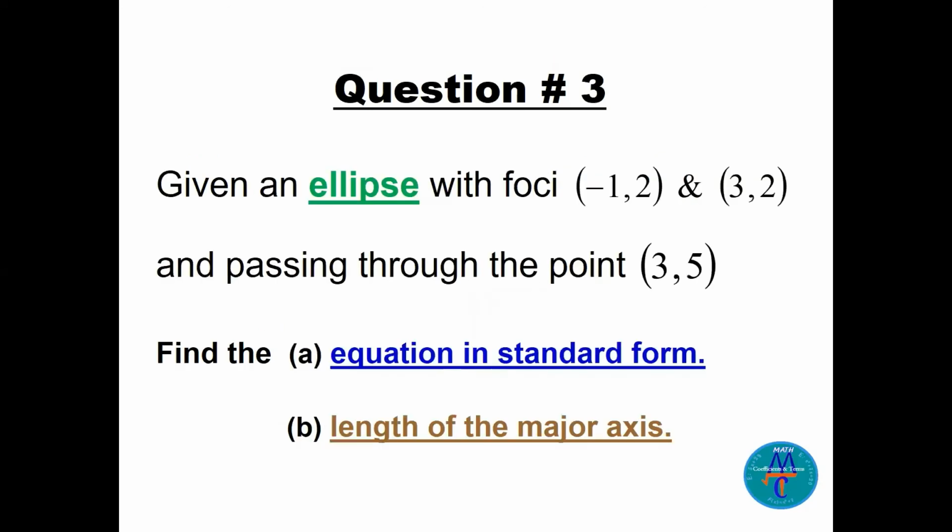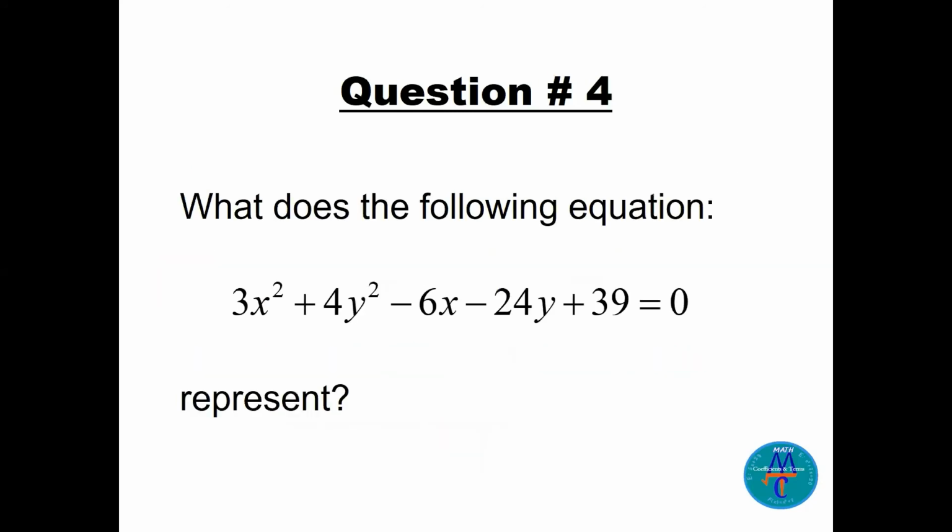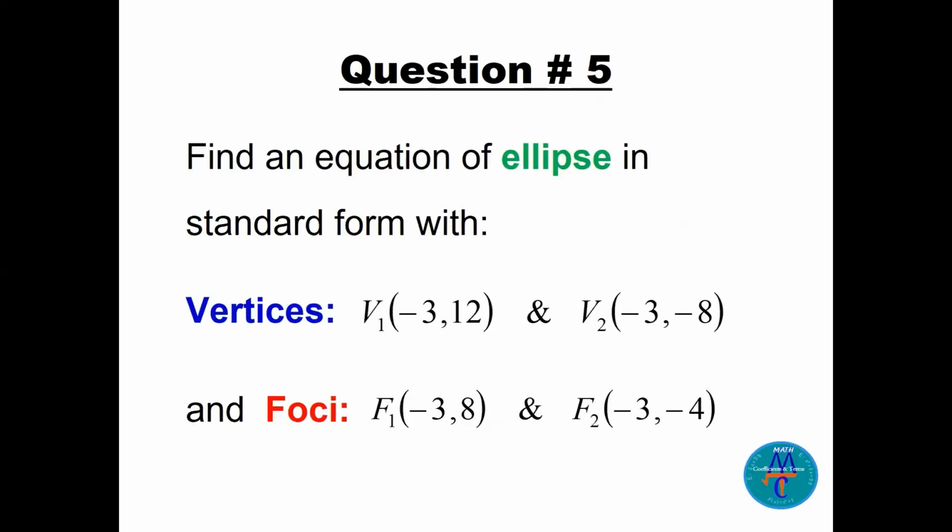Question number 3, the ellipse. It has foci minus 1, 2, 3, 2, passing through the point 3, 5. Find the equation, find the length of the major axis. You can try these, please. What does the equation represent? Try to see. And then find an equation of the ellipse.